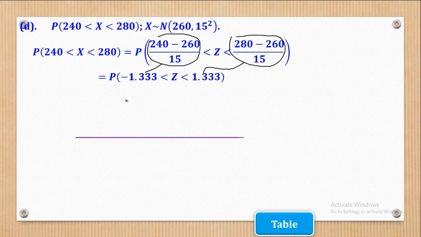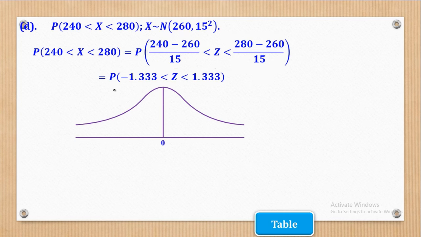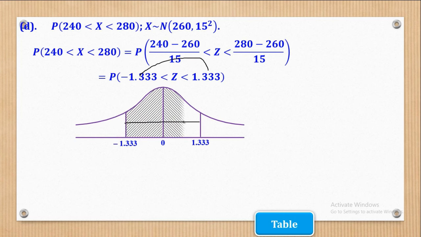So next is to draw our sketch. This is the negative value and this is the positive value. The negative value will lie this side of 0 and the positive value will lie this side of 0. So we shall start with the negative value, which is that, and the positive value, which is that. Now shading means that they want values from negative 1.333 up to positive 1.333. So from here up to here, that is what we are going to shade.